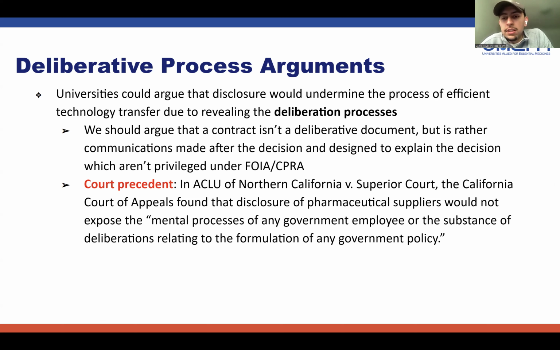And the court precedent here is that in ACLU of NorCal versus Superior Court, the California Court of Appeals found that the disclosure of pharmaceutical suppliers would not expose the mental processes of any government employee or the substance of deliberations relating to the formulation of any government policy. So basically, the court cases back up everything that I was just saying. The licensing agreement, or knowing the pharmaceutical suppliers rather, doesn't show anything about the mental deliberation processes that happened beforehand.